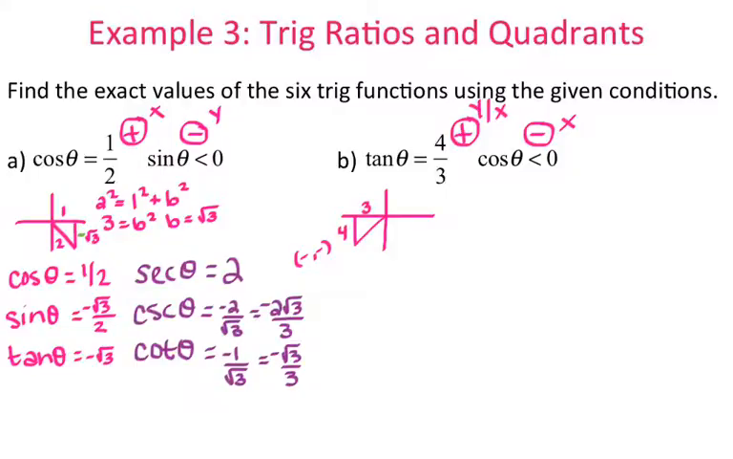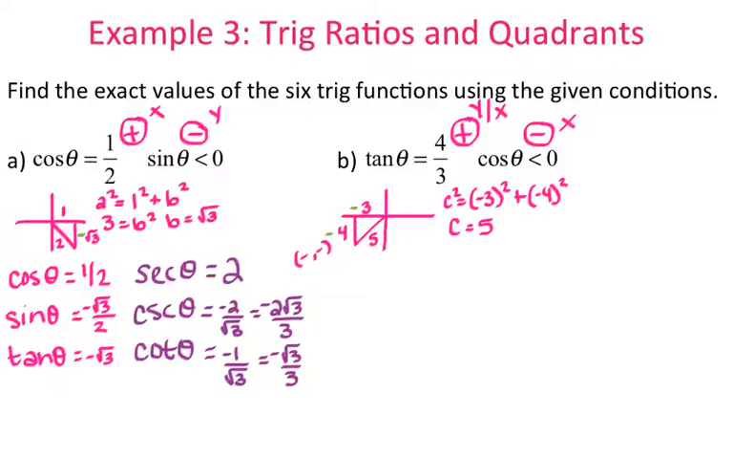So tangent is opposite over adjacent, so my opposite side is 4, adjacent side is 3. But keep in mind you are in the third quadrant, so that means your x is negative and your y is also negative. So you physically need to make those two sides negative. I can use the Pythagorean theorem to solve for that third side. So I have c squared equals a squared plus b squared, and you get c equals 5. So this hypotenuse is 5.